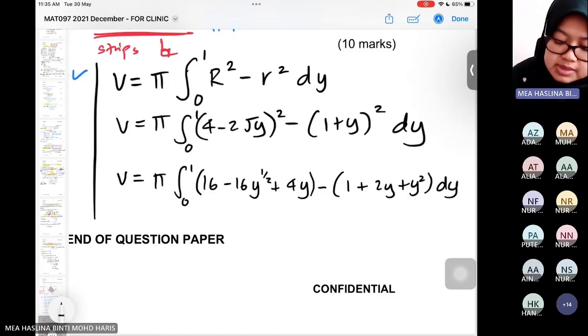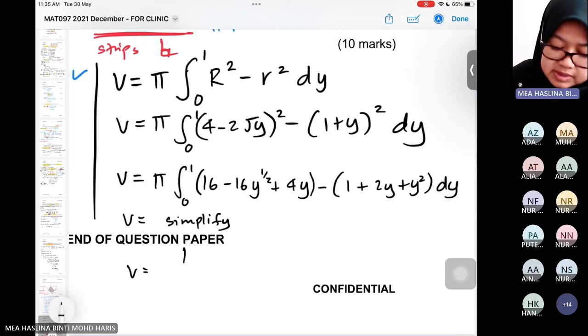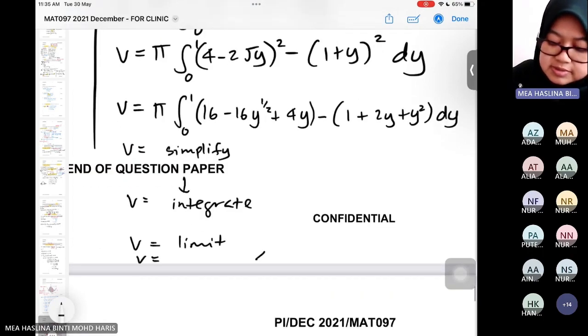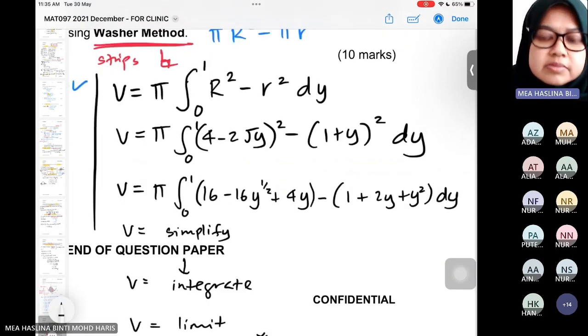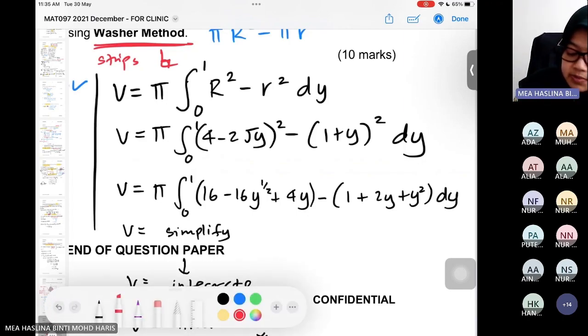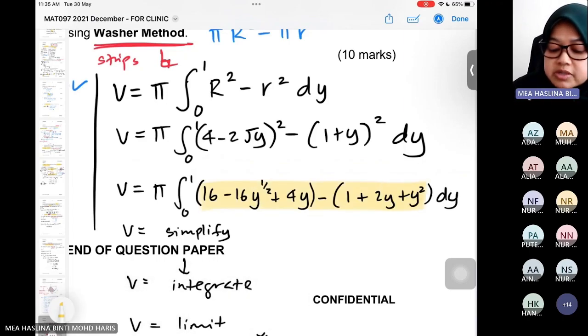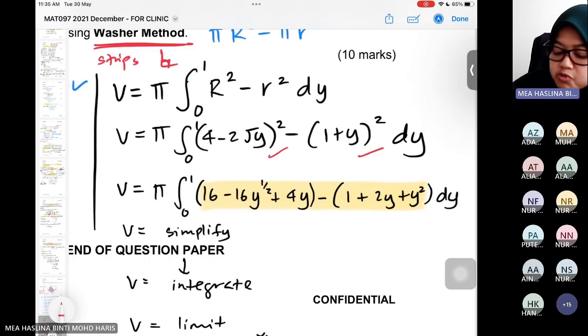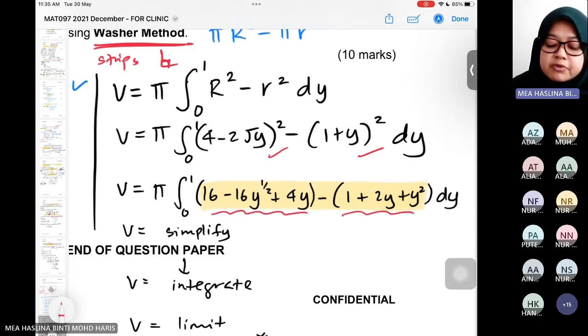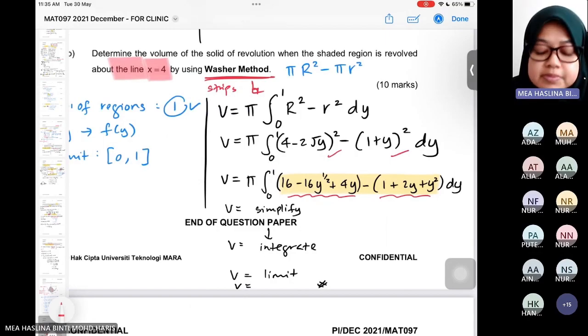Simplify, then integrate, then substitute with the limit, and finally the answer. I think it's not a problem for you to integrate the function that we have here. Am I right? Simple function, right? What is important is the setup must be correct. Setup must be correct. Expand also must be correct. Expand before you integrate. Okay?